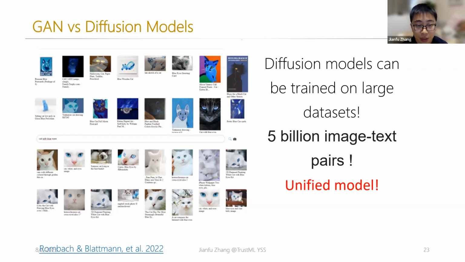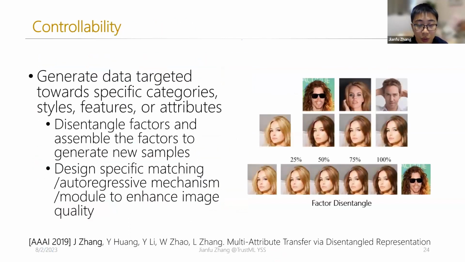Next, we will discuss another important property, which is controllability. Controllability is a critical ability of generative models. In image generation, it refers to the ability to effectively control and intervene in the generated results during the generation process. In image generation models, we aim to guide the model to produce samples that align with specific conditions or parameters. This controllability allows us to generate data targeted towards specific categories, styles, features, or attributes.